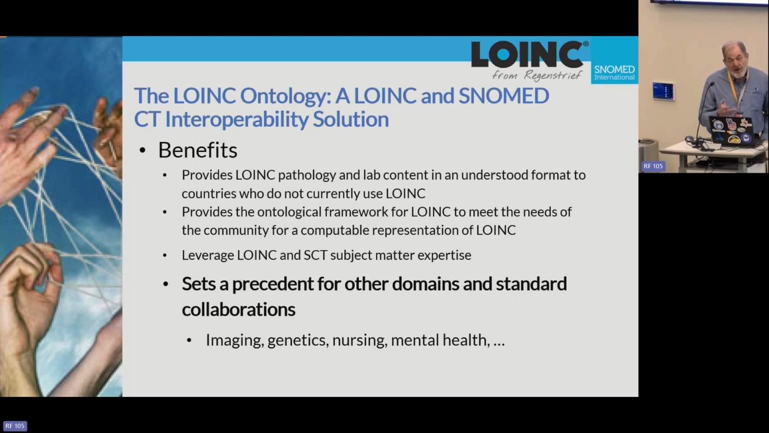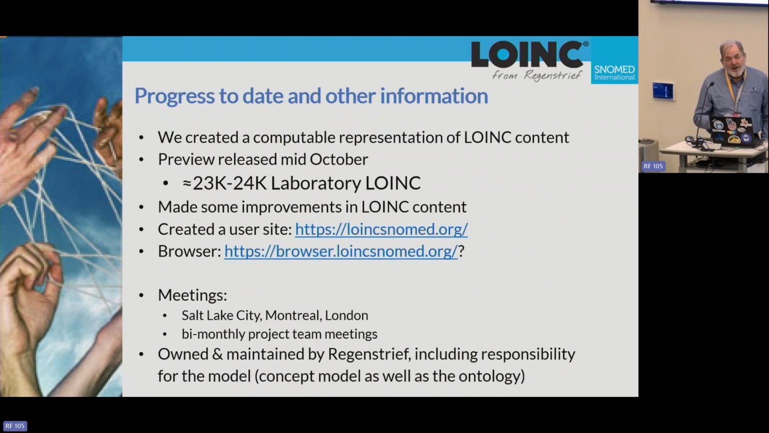So other things that we plan to work on are imaging, genetics, nursing information, mental health concepts, a lot of things like that could follow this same pattern. So what have we done? Again, what we did is set it up so that every LOINC code would now have a corresponding SNOMED code, and that would be defined by concepts that are part of the SNOMED ontology.